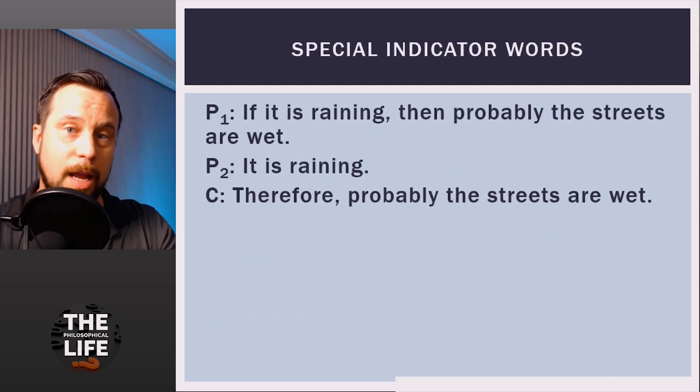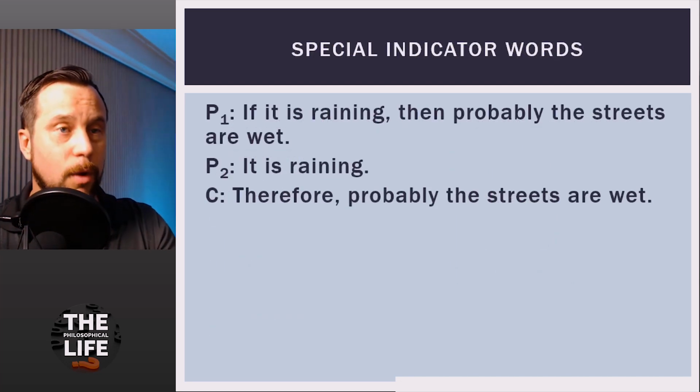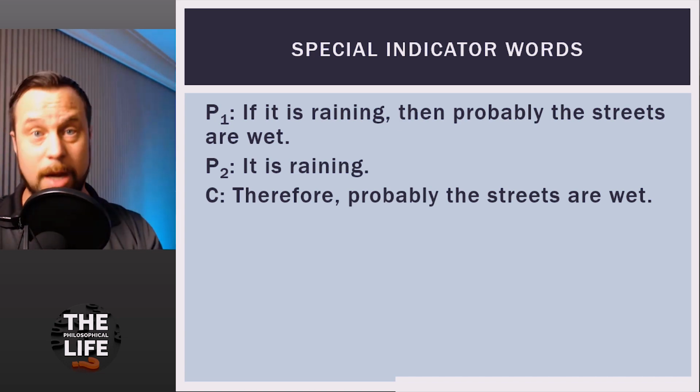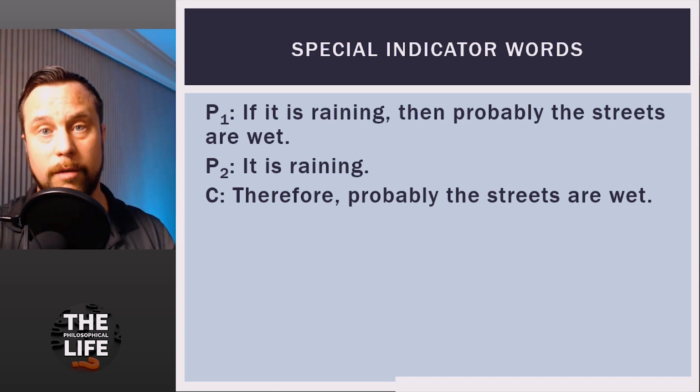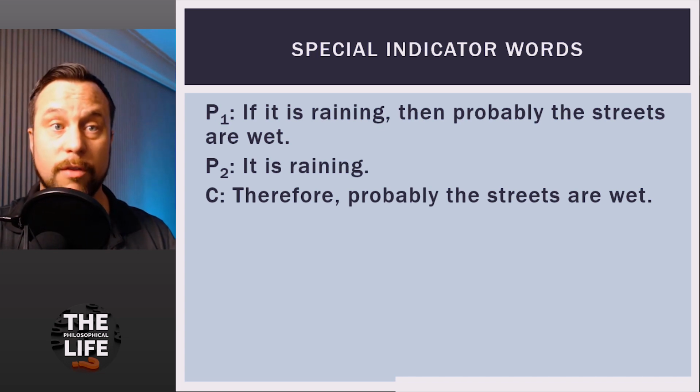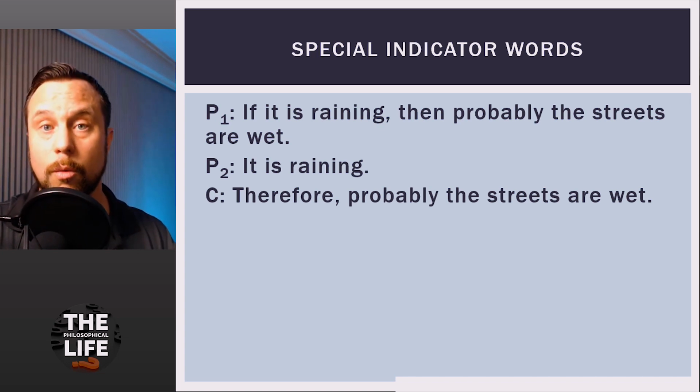Here's an argument, and we've got to be careful, and here's why. Premise 1: if it's raining, then probably the streets are wet. Premise 2: it is raining. Conclusion: therefore, probably the streets are wet.